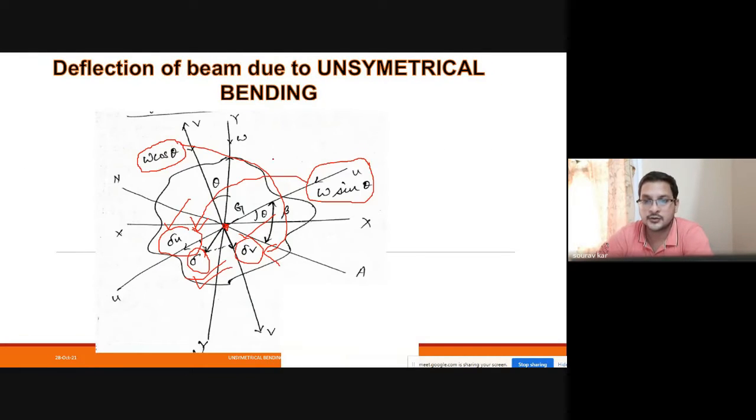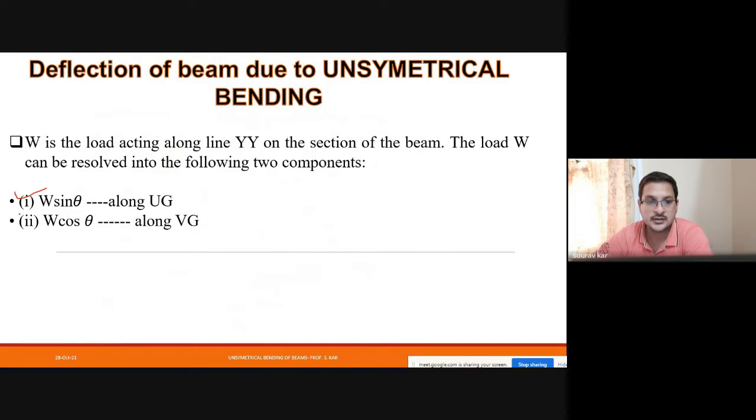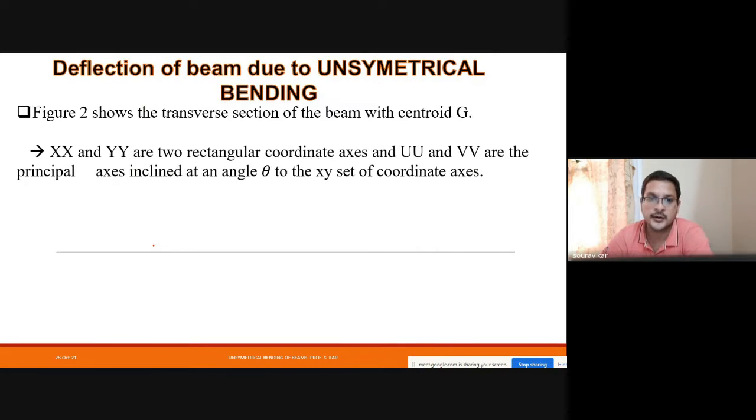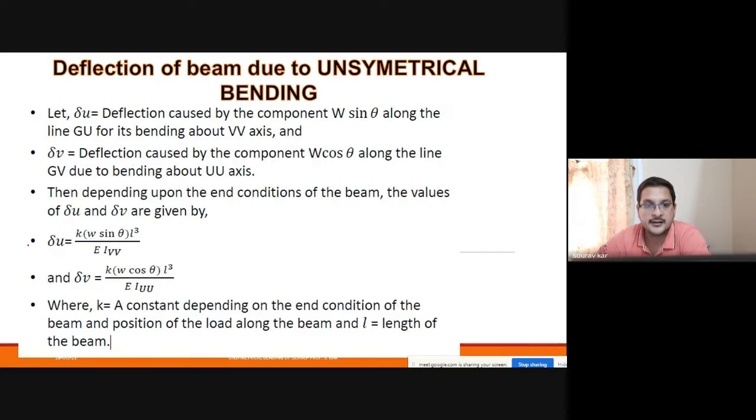So here W sin theta is along UG, and W cos theta is along VG. These are the two load components. Delta U is the deflection caused by the component W sin theta along the line GU for its bending about the VV axis, and delta V is the deflection caused by the component W cos theta. Finally, the formula for delta U is K W sin theta L cube by E I V.